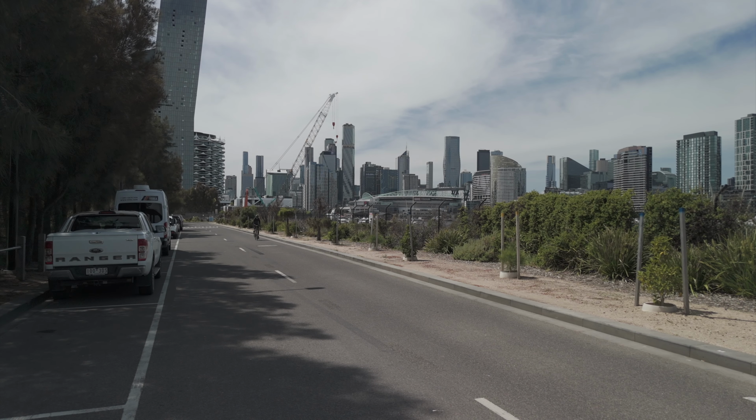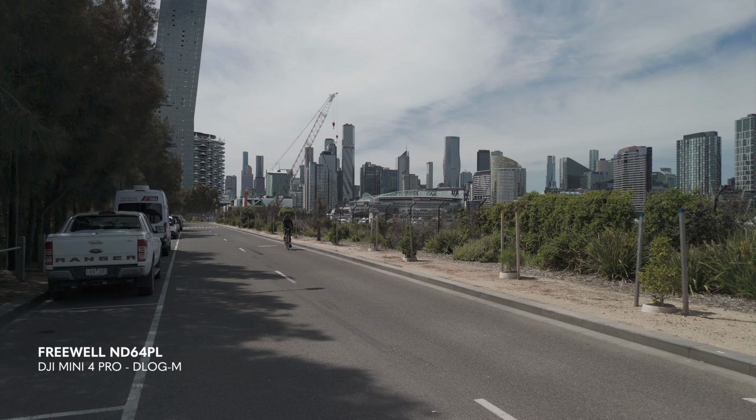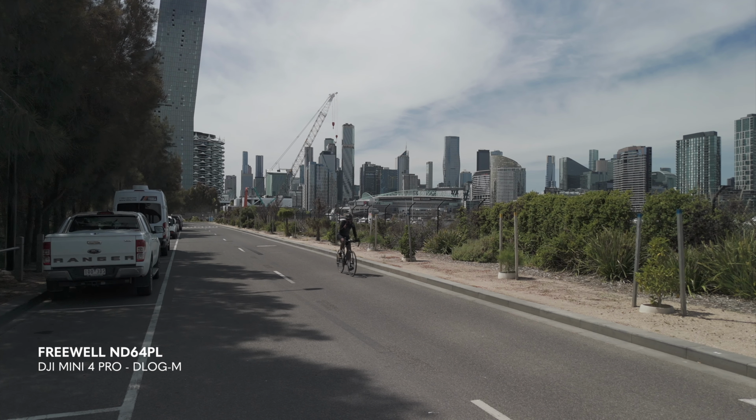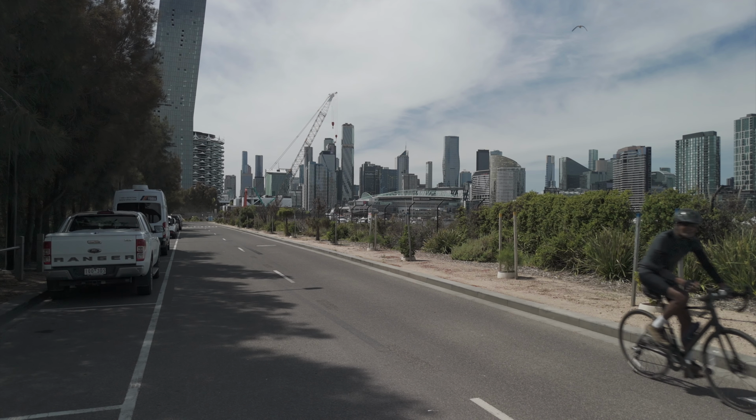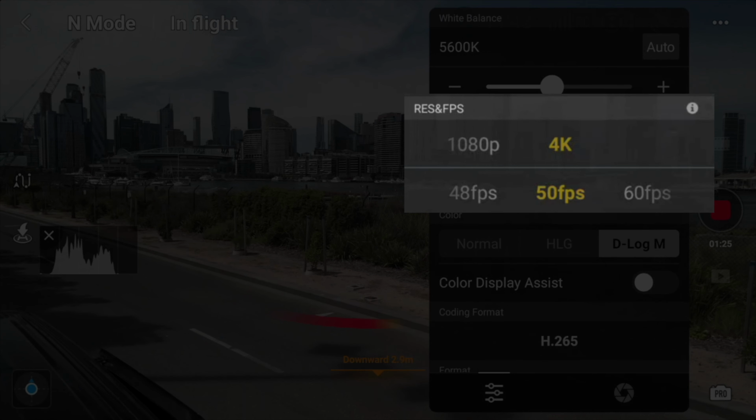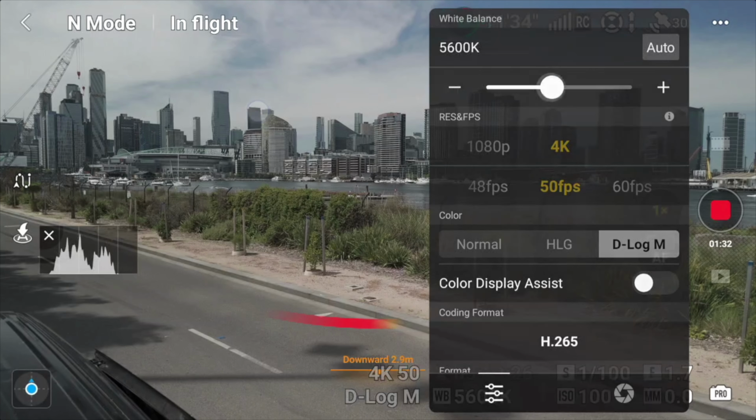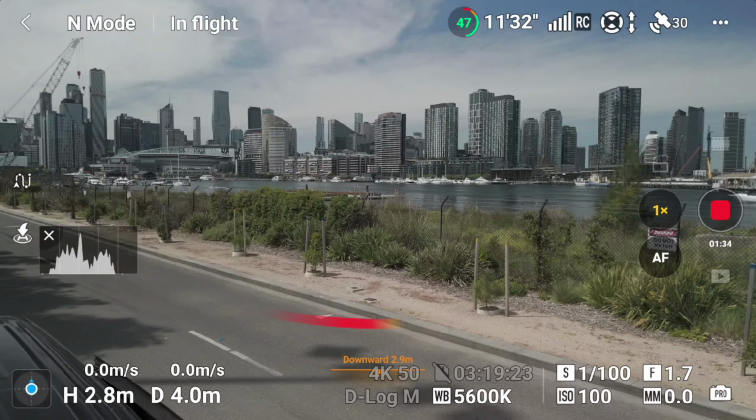So how do I know which ND filter is the correct one? Well, it's a real sunny day today and really glary. So I know off the bat it's going to be an ND64 on a 50. So I'm shooting 50 frames per second, which means my shutter is double and it's going to be 100.